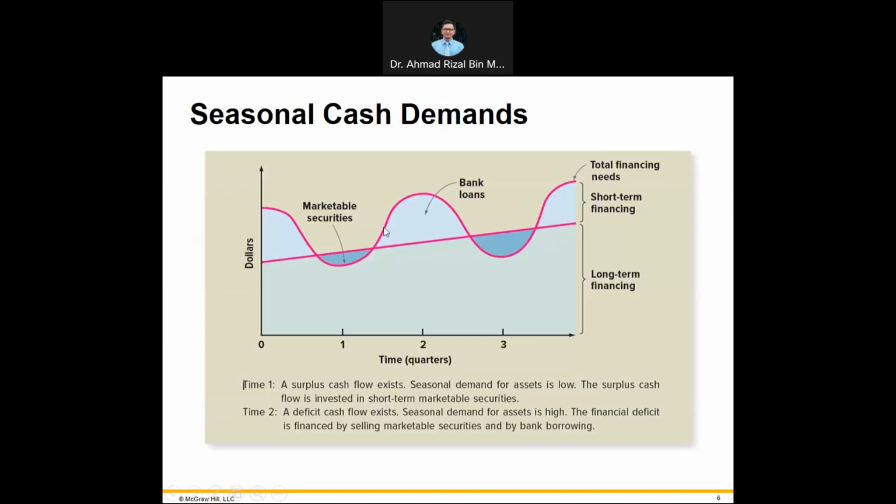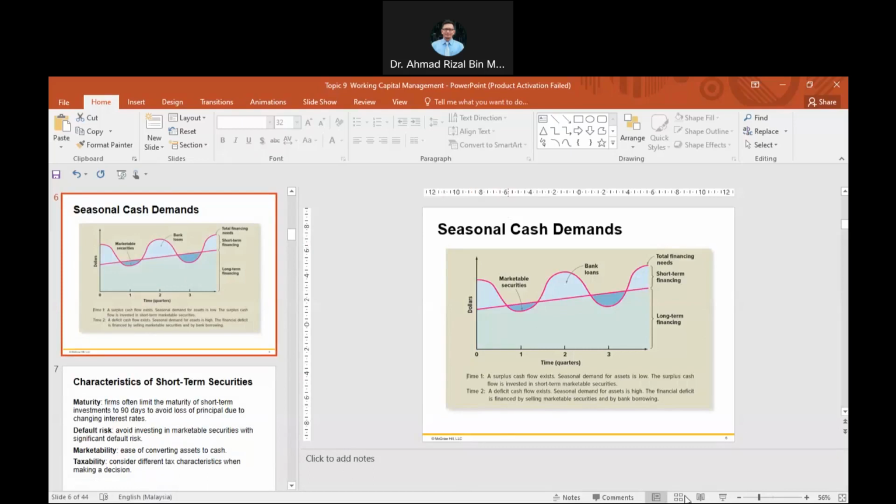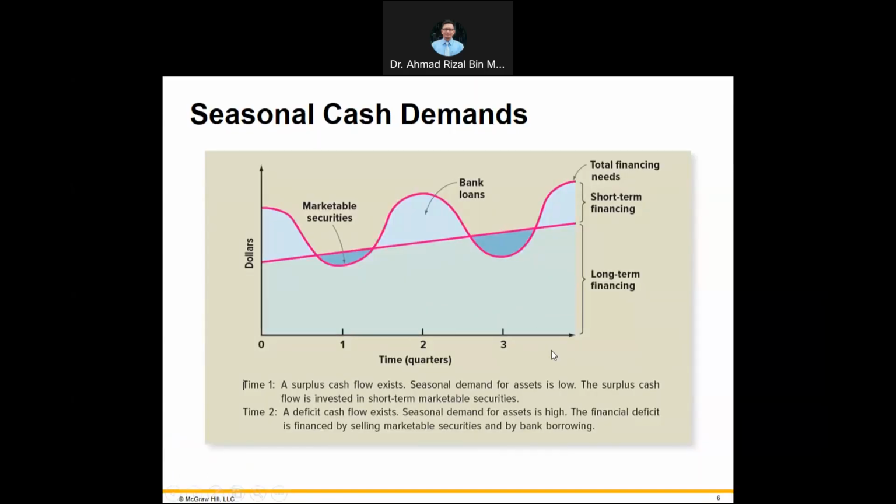And if you look at this example of how you can plan, this is a typical company, normally a manufacturing company, that has seasonal demands. When you have seasonal demands, your cash positions fluctuate, and due to these fluctuations, you can plan ahead and come up with a means on how to cover the deficit.